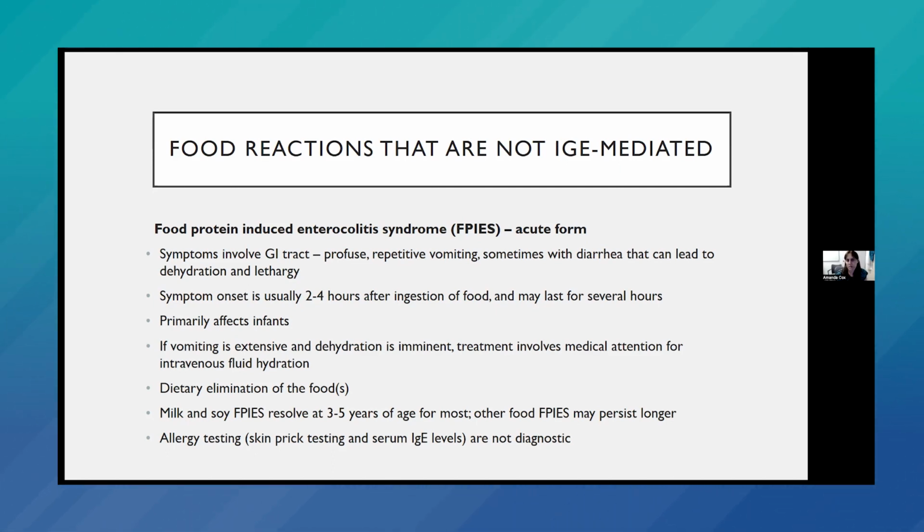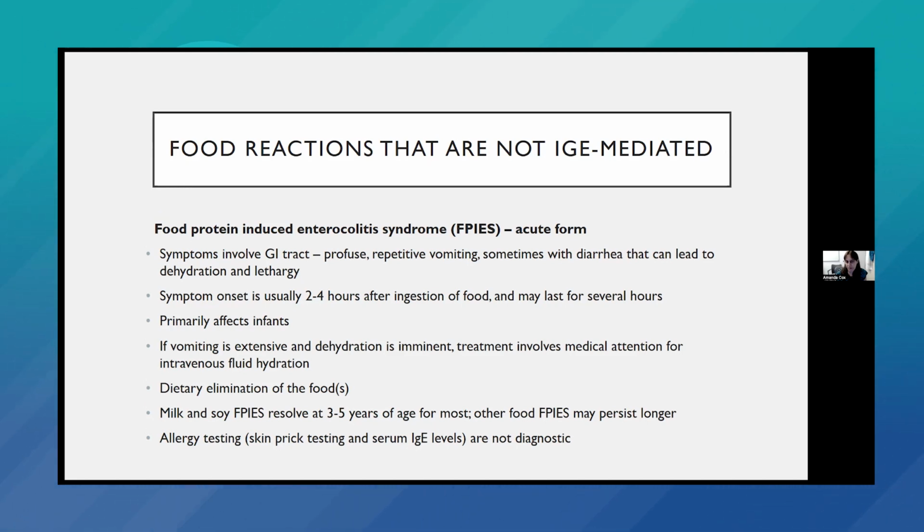This is separated from the other type of food allergy because the symptom onset is generally 2 to 4 hours after the food is ingested. And if you remember correctly, when I talked about immediate IgE-mediated food reactions, those generally occur within minutes to an hour of ingestion of the food. So with this, the reaction is usually delayed, and the symptoms can go on for several hours, and the treatment is very different.